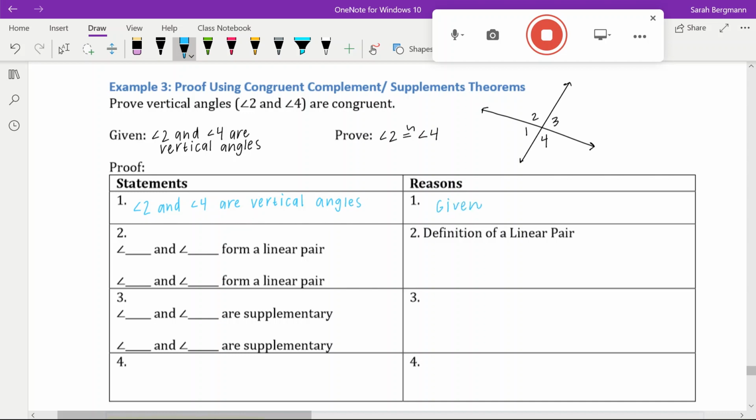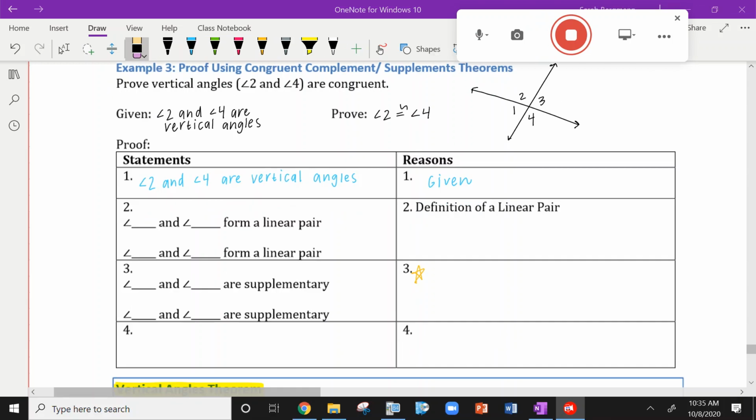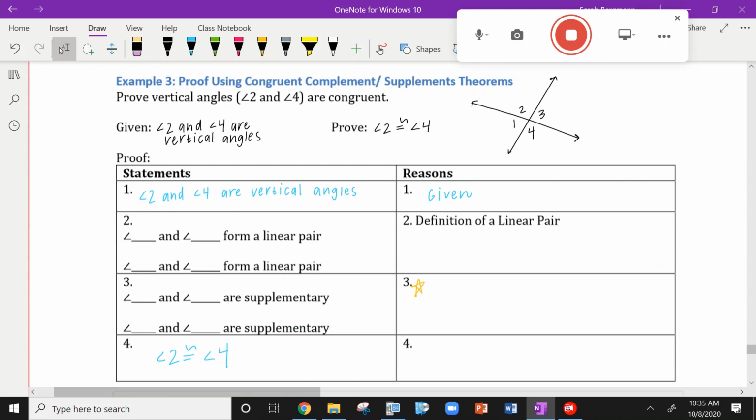I'm trying to use the congruent complements or congruent supplements theorem. So let's try to come up with a plan here. We know that we're trying to prove angle 2 is congruent to angle 4, so let's go ahead and put that in at the bottom. We're not sure what reason we're going to use yet, but let's think about this.